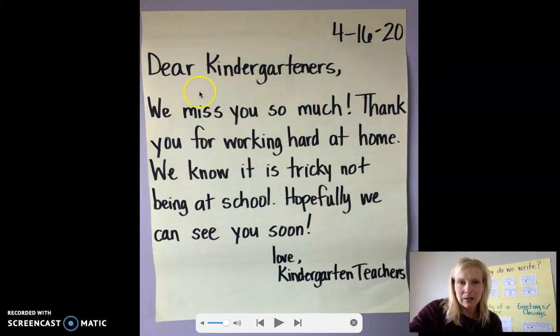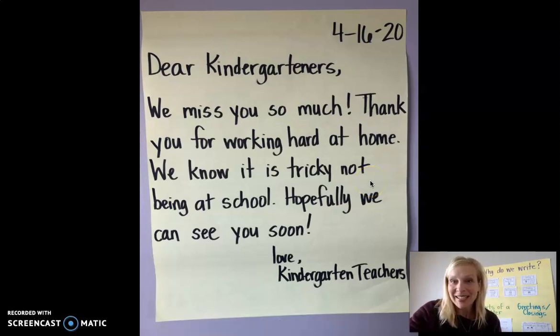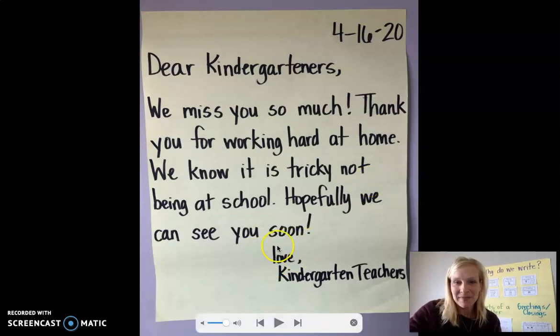I chose the word dear, and then my letter is to all kindergartners. What is this part called? Where I write all my important words. Yep, that's called the body of the letter. Good job. And this part here is my closing. And this is the signature. This is where we write who the letter is for. Here's where we write who the letter is from. Are you ready to read it with me?